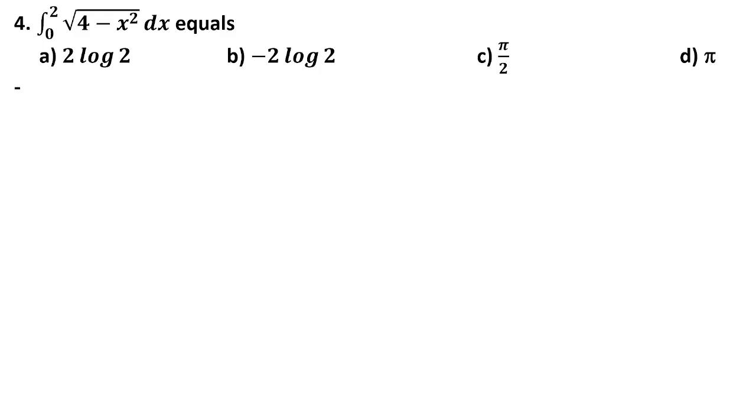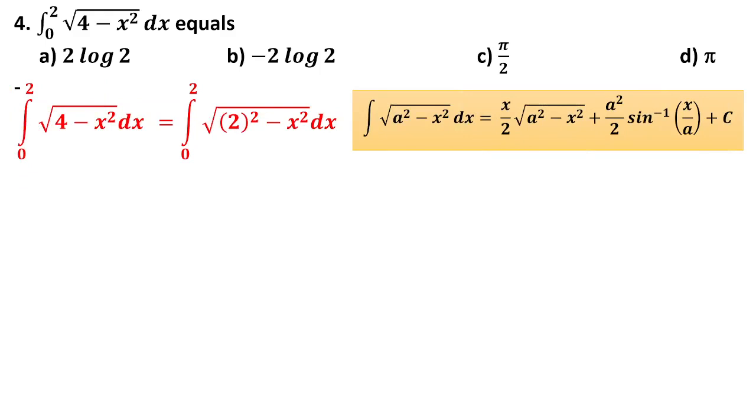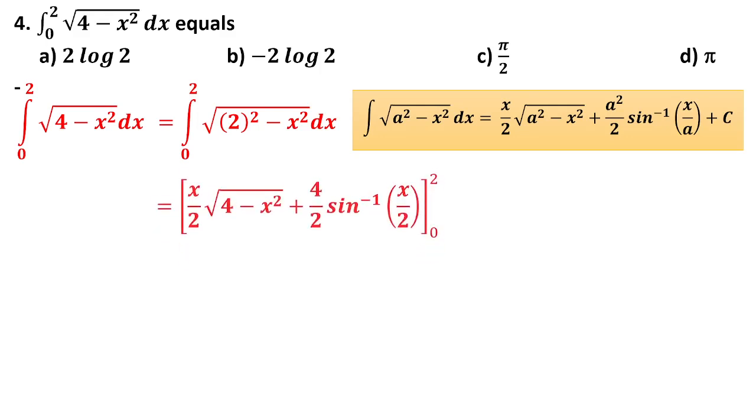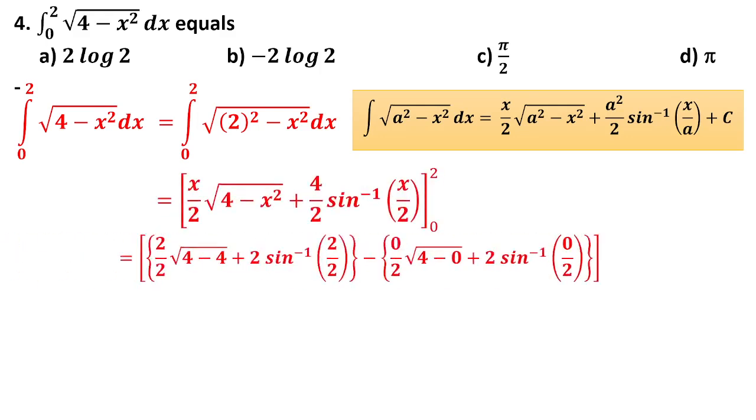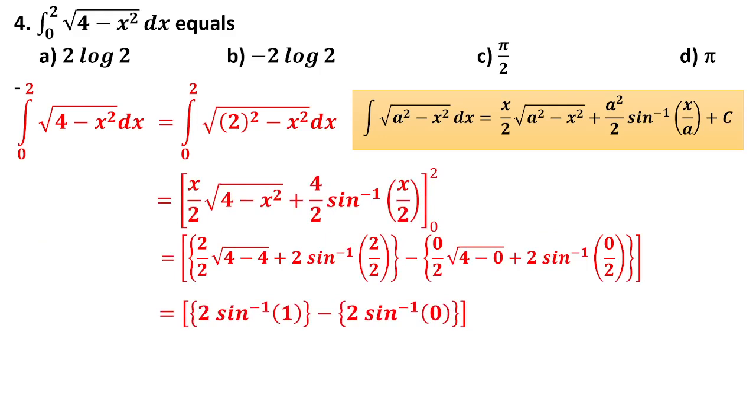We'll move on to question number 4. Integral 0 to 2 square root of 4 minus x square equals. Direct question. We have to use the formula for root a square minus x square. We have a formula x by 2 root a square minus x square plus a square by 2 into sin inverse x by a. Apply that formula. a is equal to 2 over here. I am applying it. Sin inverse of 1 I am applying. Sin inverse of 0 I am applying. The answer is 2 into pi by 2. The answer is pi. Direct question.